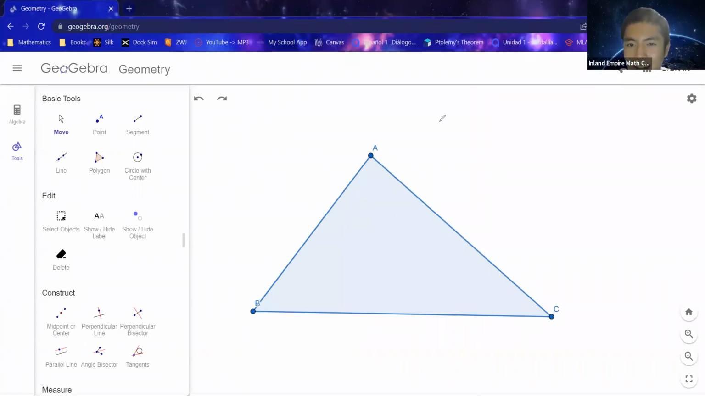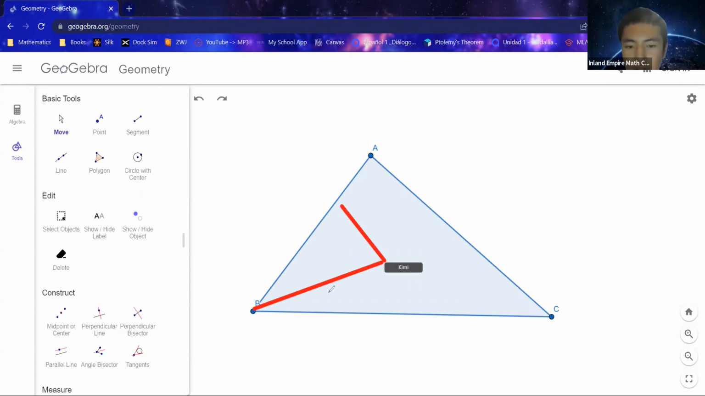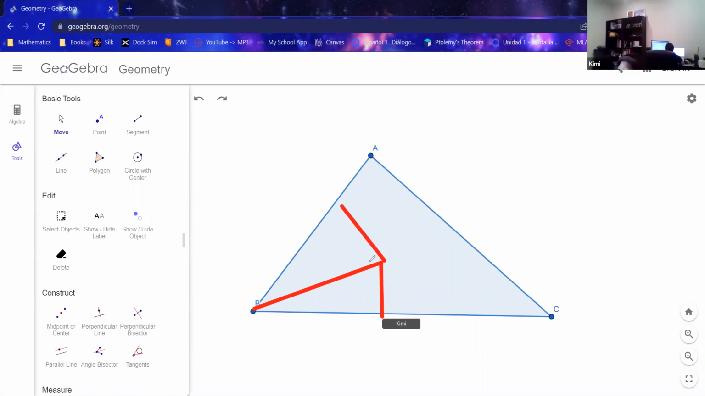All right, so I don't think Kimmy was here for that part, but Joyce and Lloyd, do you guys remember how we can bisect an angle using constructions? Wait, is it? I think I'm actually seeing this. Is it this? Yep, Kimmy, that's the line we're trying to draw, but how would you construct it?